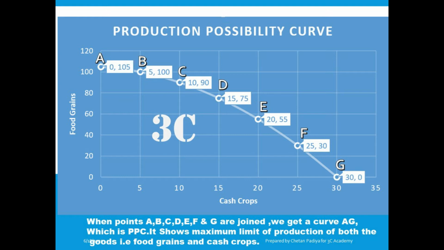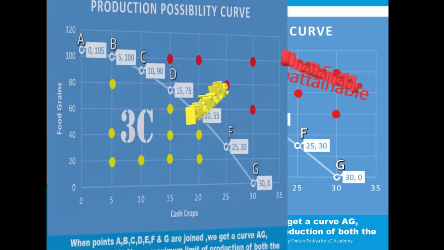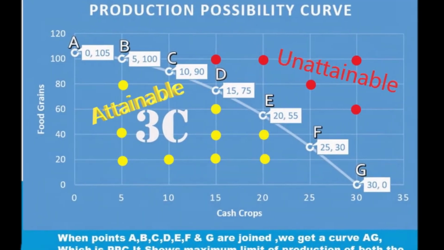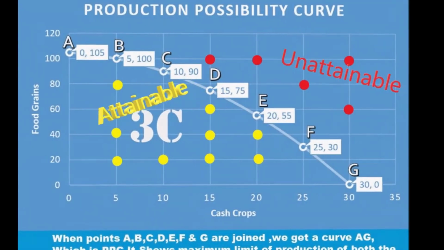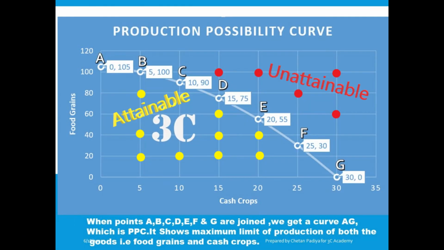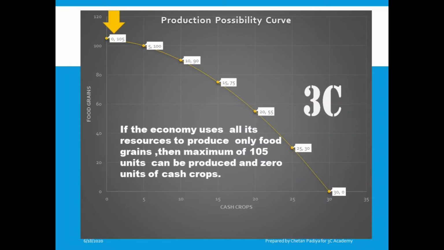So it shows the maximum limit of production of both the goods, that is food grains and cash crops. Now any points below this line AG are attainable bundles, and any points outside the AG line are called unattainable bundles. If the economy uses all its resources to produce only food grains, then a maximum of 105 units can be produced and 0 units of cash crops can be produced.